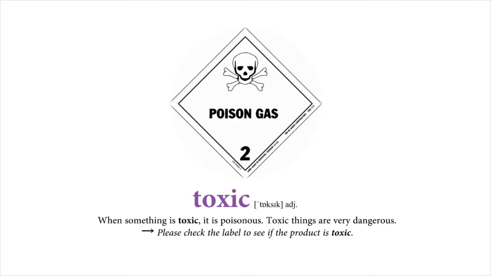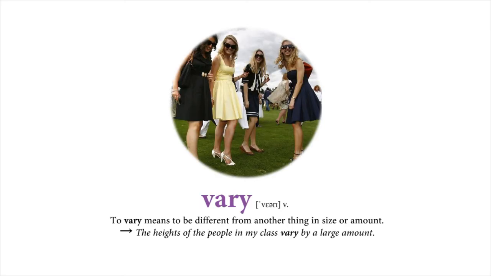Toxic. When something is toxic, it is poisonous. Toxic things are very dangerous. Please check the label to see if the product is toxic. Vary. To vary means to be different from another thing in size or amount. The heights of the people in my class vary by a large amount.